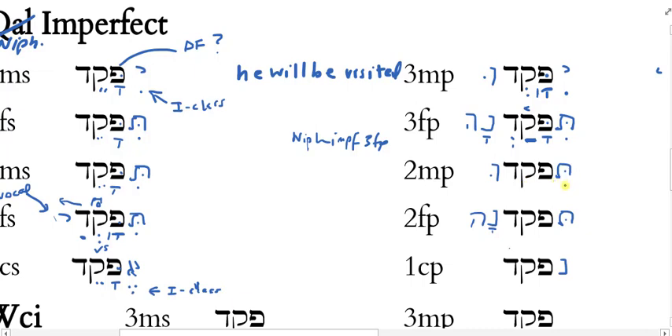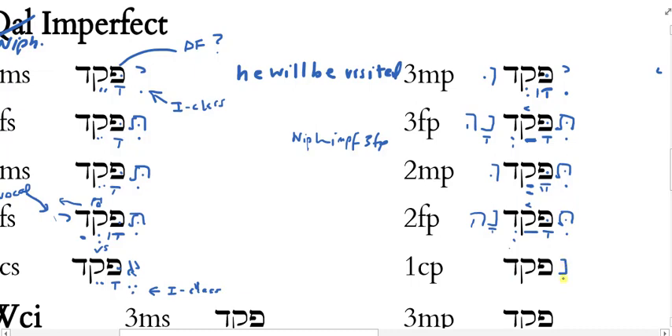The 2MP, what am I going to do? Add a kirik, add a doubling dot, add a kametz. The basic pattern is a sere here, but when I add the shurik, what will happen to the sere? It becomes vocal shava. Tipakadu, and I'm going to use a metheg to ensure my pronunciation the proper way. Tipakadu. 2FP, tipakadna. So both of these mean y'all will be visited.